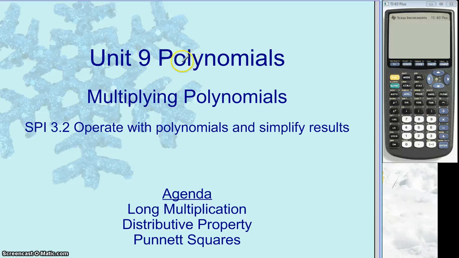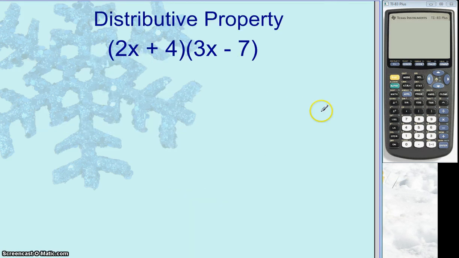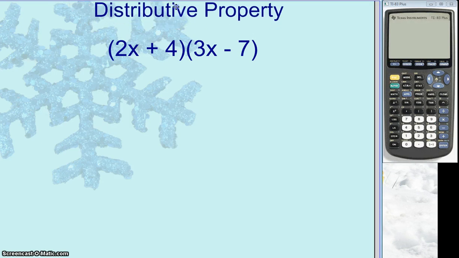This video is also going to go over multiplying polynomials, but now we're going to talk about distributive property. Distributive property really is what's happening in each case, no matter which method I choose to solve the problem. It's just a different way to look at distributive property. So with distributive property, what you have to understand is that you are distributing.